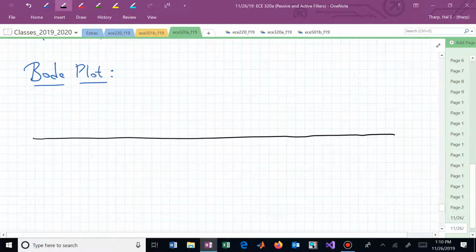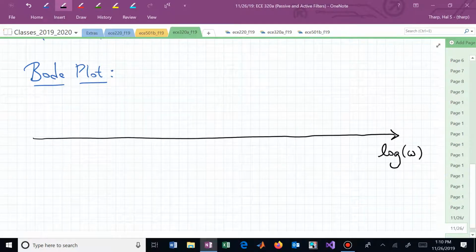There's our frequency axis, which in fact is log of omega. And I'm sure most of you went home and hand wrote out what log of 1 is, log of 2, log of 3, log of 4, from your calculator maybe.